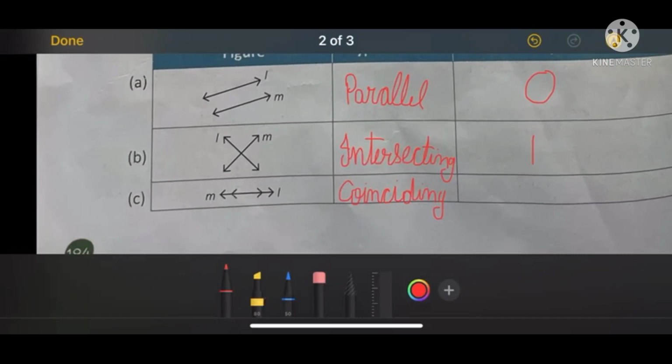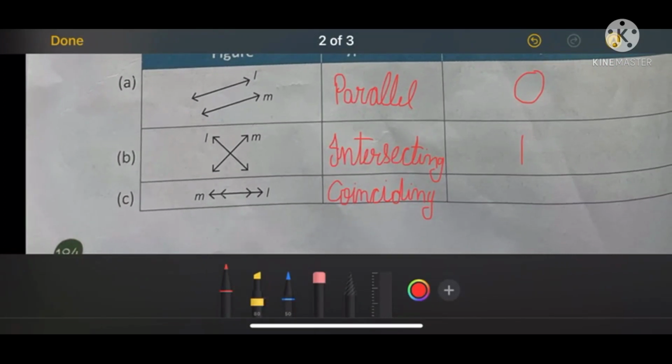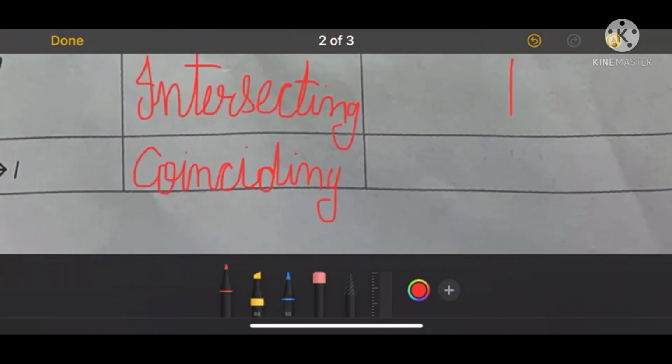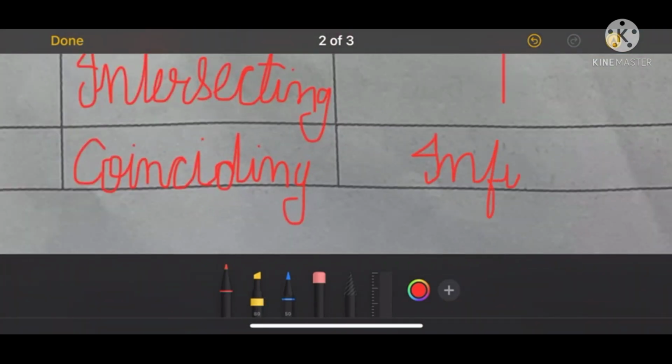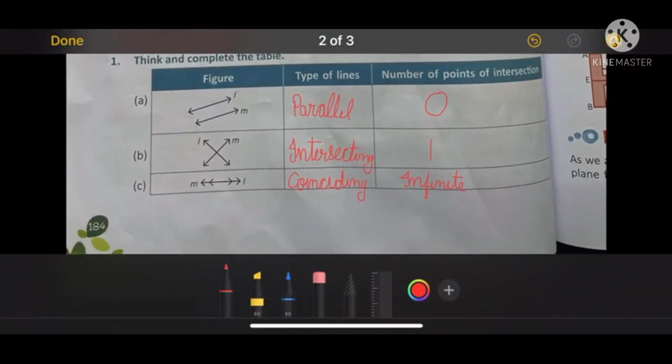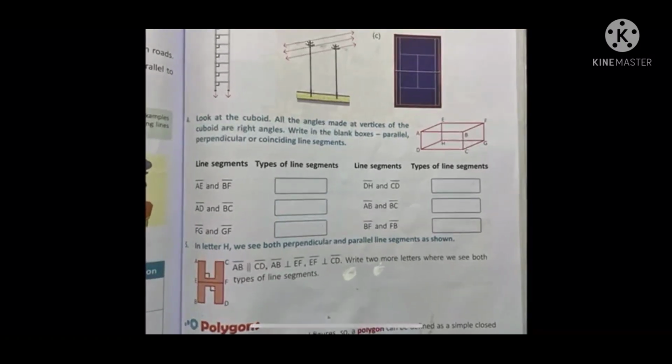You may be seeing line L is there and on top of it only line M is there. So they are called coinciding lines. And how many points of intersection will there be? There will be infinite. That means it is uncountable. Finite means which we can count, and infinite means which we cannot count. So in coinciding lines, how many points of intersection will there be? It will be infinite.